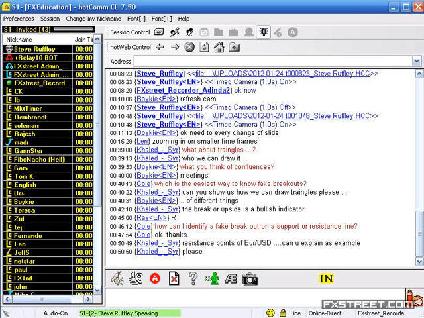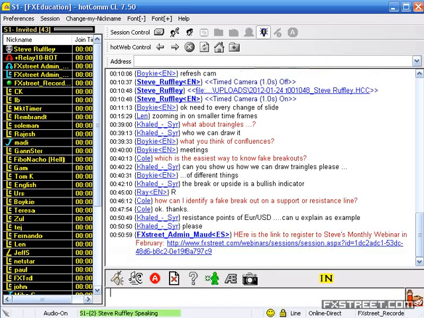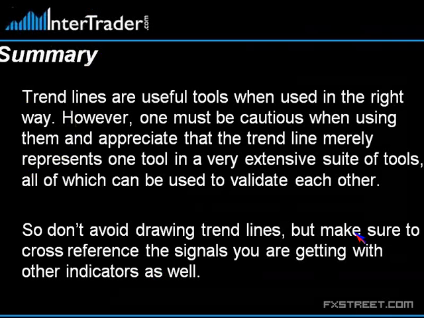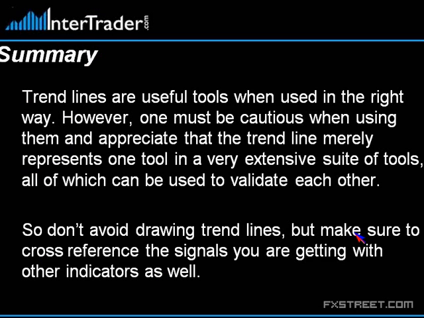Okay, so resistance points of euro dollar. Can you explain as an example? Okay. Well, I can't really show any specific examples right now of any kind of currency trades, unfortunately, because the presentation I've brought is static. It's one that's been pre-prepared. So maybe in another webinar, or maybe up and coming, I can get some live data for you, or I can pull up some charts we can go through.